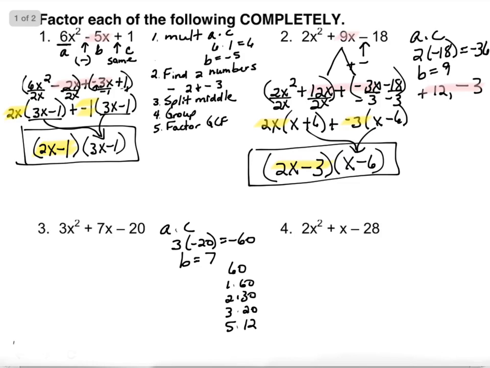It turns out that the numbers that will work for this one are 5 and 12, because again, this minus tells me that one of my factors is positive and one is negative, so I basically subtract the numbers. So to get a positive 7, it'll be a positive 12 and a negative 5. And then that's what I'm going to put in place of this 7x right here. So you have 3x squared plus 12x plus a negative 5x minus 20. Group.